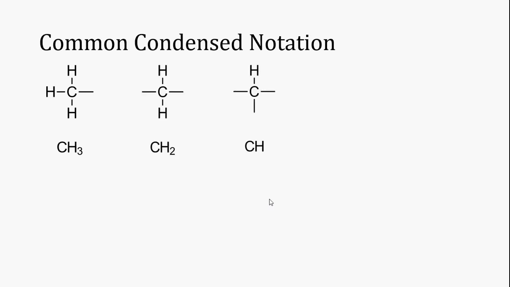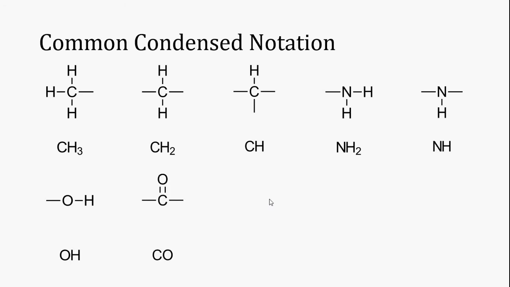Let's see some common condensed notation for multiple groups that you might see in an organic compound. We've already seen CH3 and CH2. For a carbon that has only one hydrogen on it, we would represent that as CH. We've seen NH2, but nitrogen can have fewer bonds to hydrogen, so here's NH. The OH group is condensed as OH.